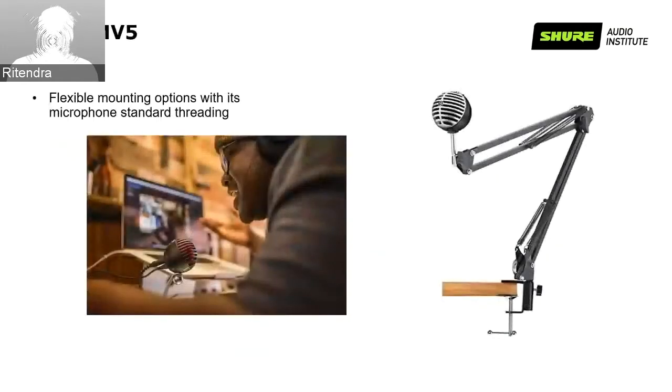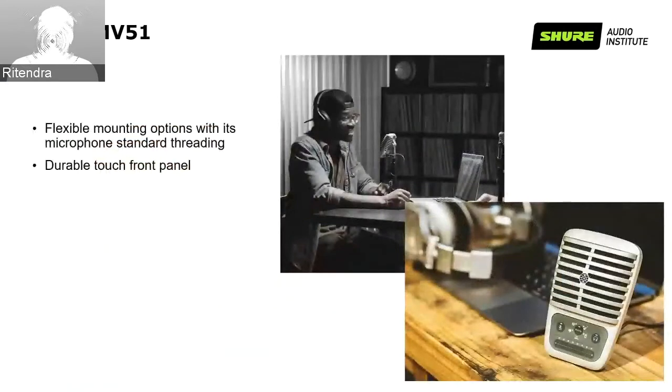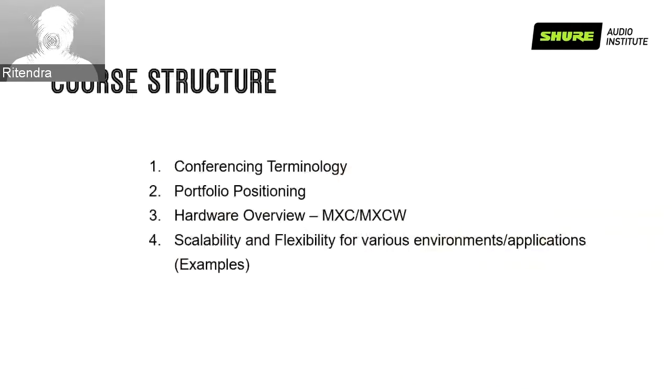When we talk about home office, it's also important to have the right installation. The microphones like MV5 and MV51 have standard threading, so you can install them like it is shown in this slide, with MV51 as well, and a couple of pictures show how exactly you can use it. It offers a durable touch front panel to select the mode, to set the level, or to select the microphone and headphone.